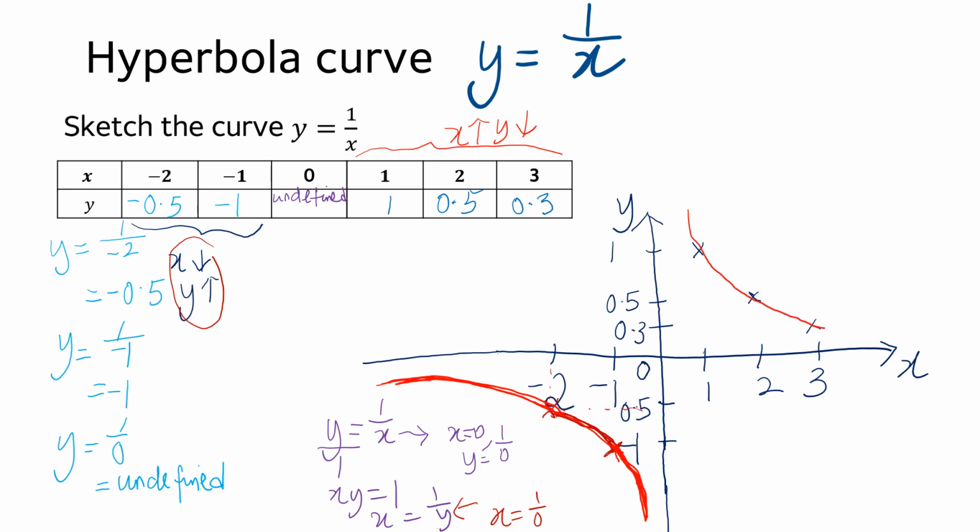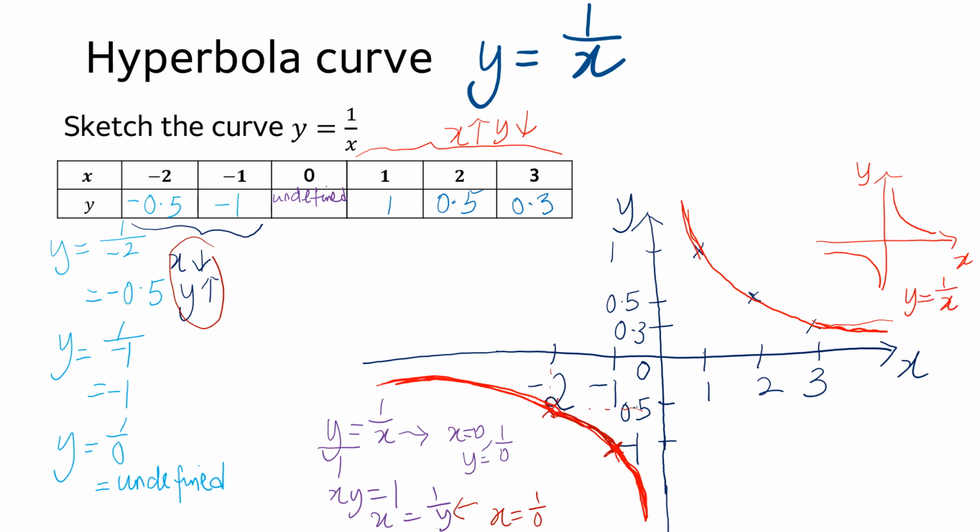So you see, just now we already mentioned there's no x-intercept, so your curve again will not touch the x-axis. It has no y-intercept, so it will not touch the y-axis also. So this is how your hyperbola curve looks like for y equals 1 over x. Alright, it will look like this. Go this way and go this way. This is y equals 1 over x.